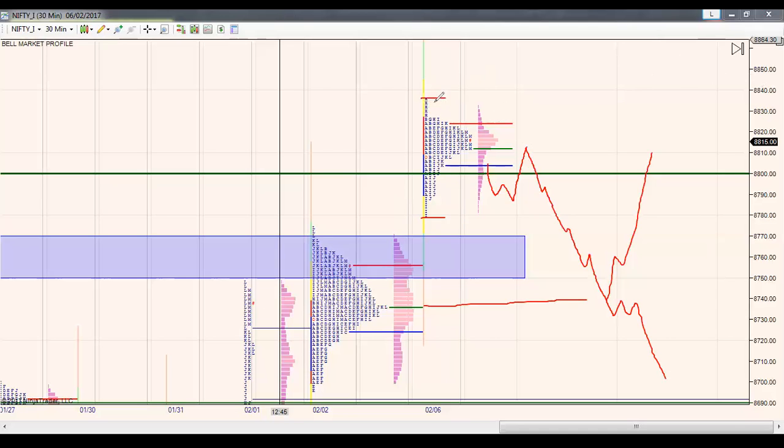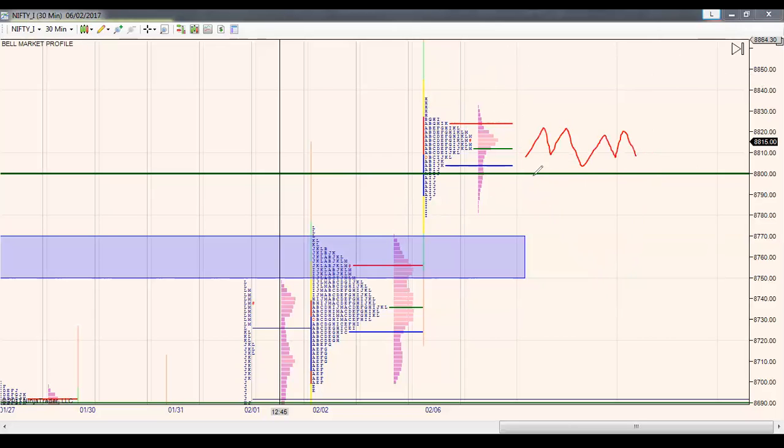Because this level was rejected pretty sharply, it means that buyers are not interested at higher levels. So where the value develops tomorrow will be crucial. If we find acceptance in this region above this particular resistance zone, then we can say that this resistance is conquered, and we might then again move higher.